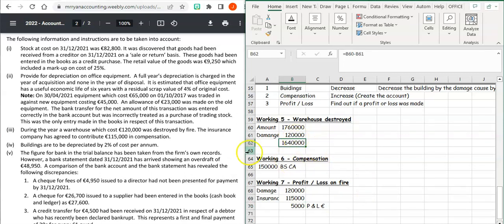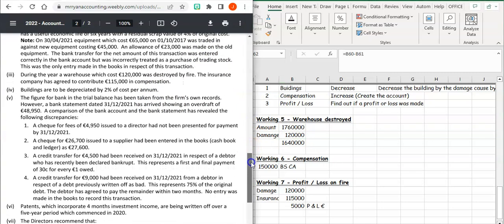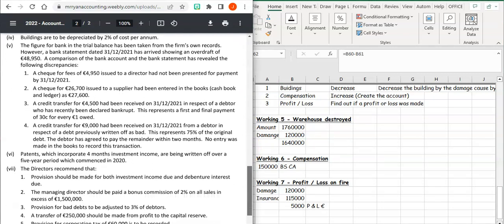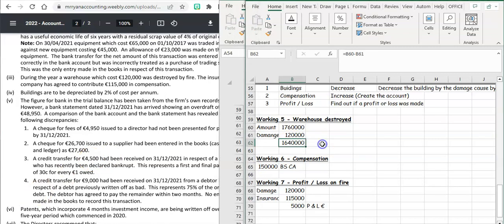This 1,640,000 will probably, you can see your next adjustment is looking at buildings are to be depreciated 2% of cost per annum. So we're going to be adjusting that, or we'll be adjusting the figures for any revaluation. No, so that seems to be the figure we're going to be using for our buildings. So this figure then is going to go into your balance sheet as your tangible assets. We got our balance sheet in our current assets, and then we got our profit and loss as part of our expenses.